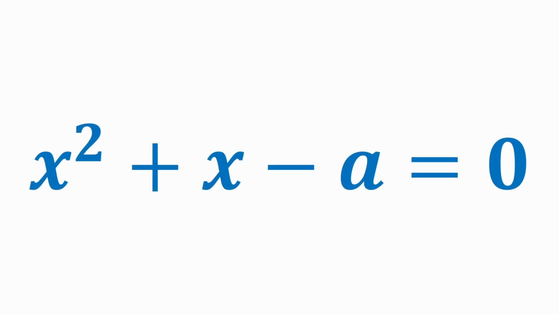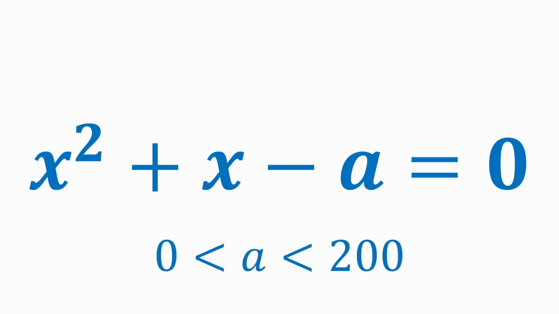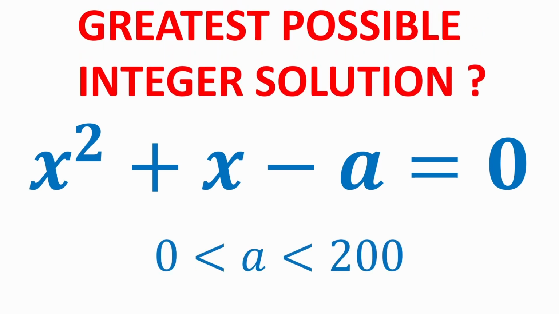You're given the quadratic equation x squared plus x minus a equals 0. If the constant a is between 0 and 200, what is the greatest possible integer solution to this equation? Pause the video to give it some thought, and when you're ready, join me for the solution.